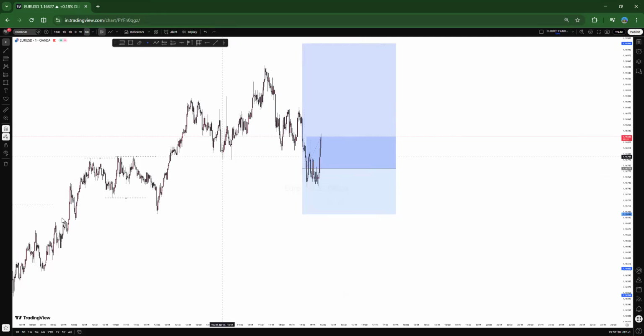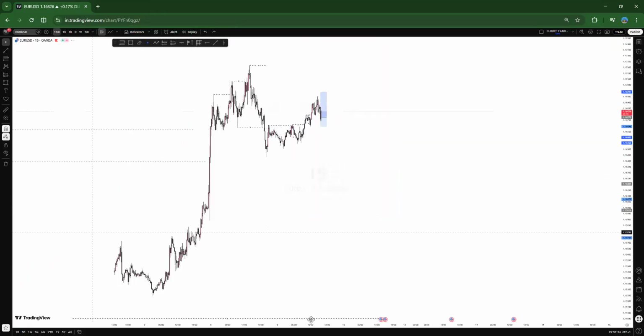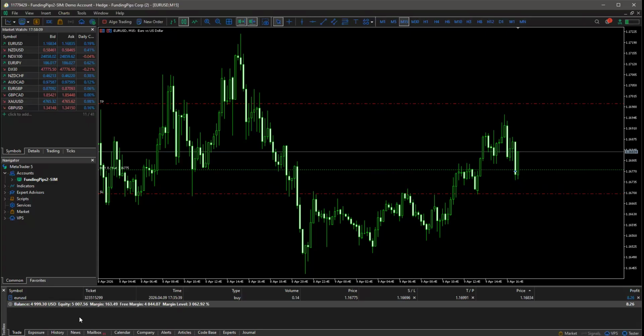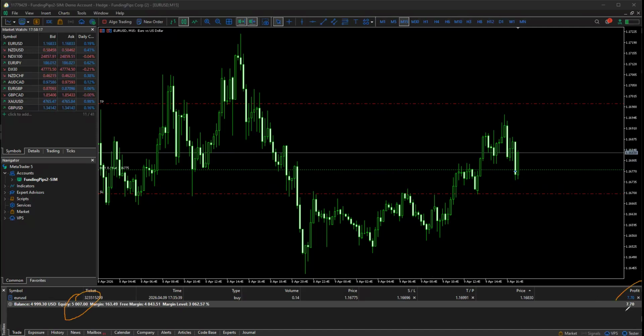Now, to show you that I have placed this trade, let me show you this. Now, this is the trade. You can see on a $5,000 account right around here, and this is the current profit right around here. My take profit is here. My entry was here. All right, I think that's all I wanted to share with you.